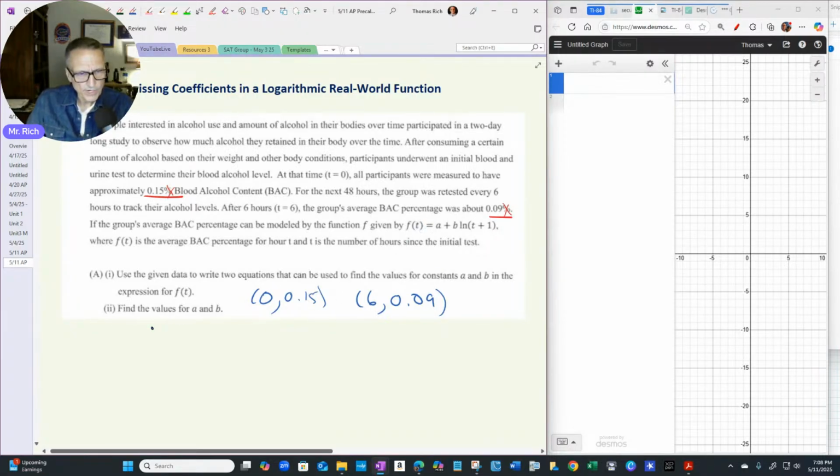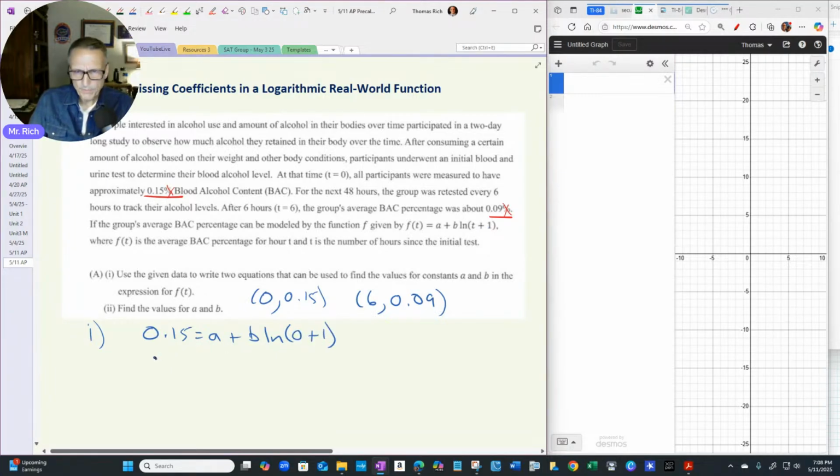The very first equation, my Roman numeral 1, is going to be 0.15 is equal to a plus b times the natural log of 0 plus 1.